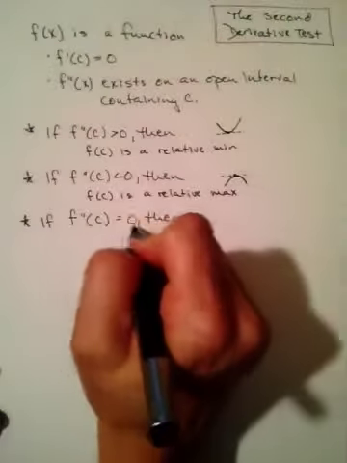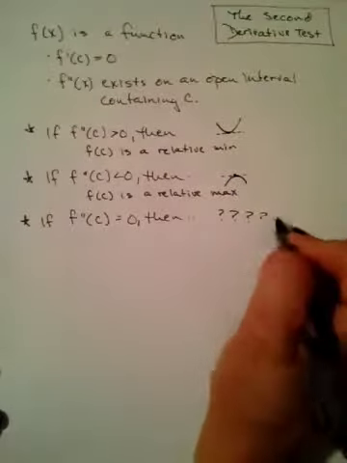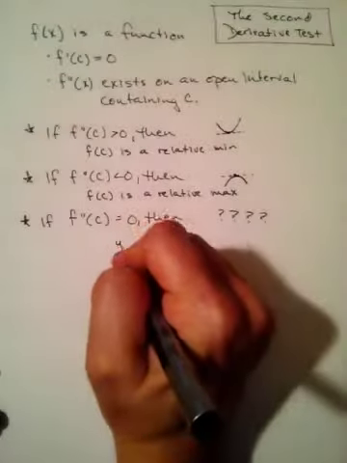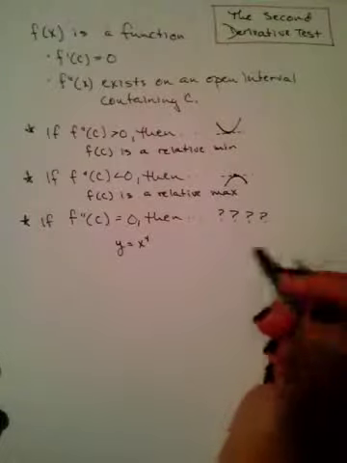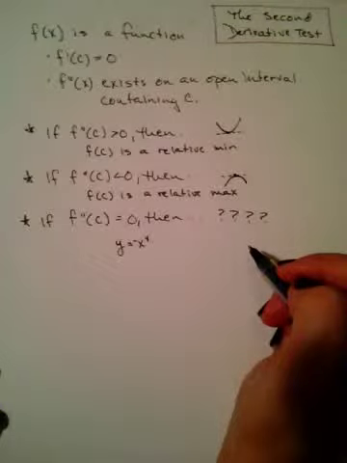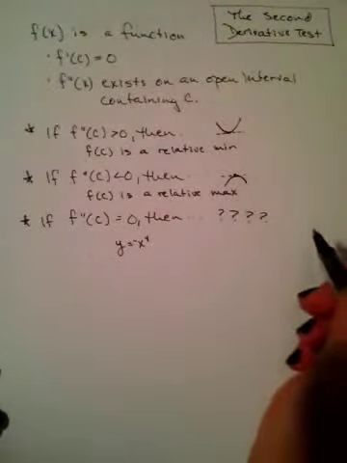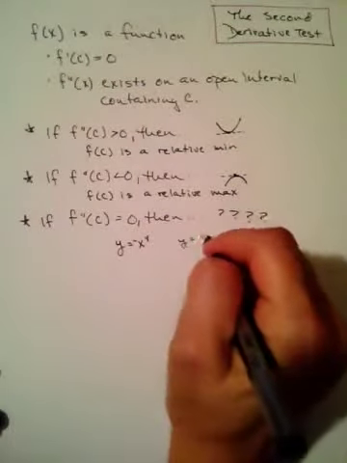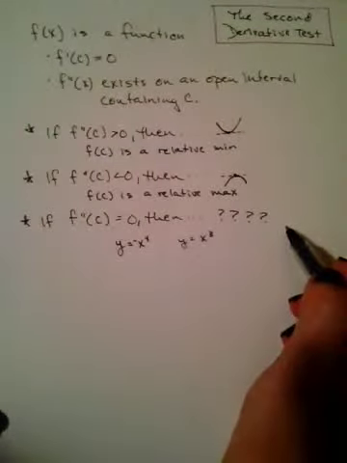Now, if the second derivative equals 0, then I have absolutely no idea. And it's not to say that there isn't a max or a min. There could be. If you have something like y equals x to the fourth, the second derivative is going to be 0, and it's a min. If I have negative x to the fourth, the second derivative is going to be 0, and it's going to be a max. Or it could just be a point of inflection, and it's neither a min nor a max. For example, y equals x cubed. So that's the big I don't know case, which doesn't mean you're done with the problem.